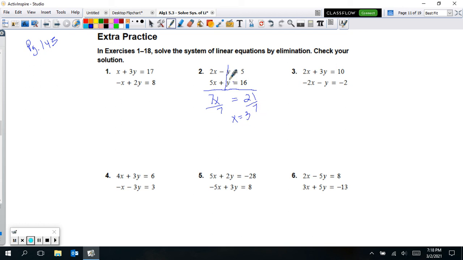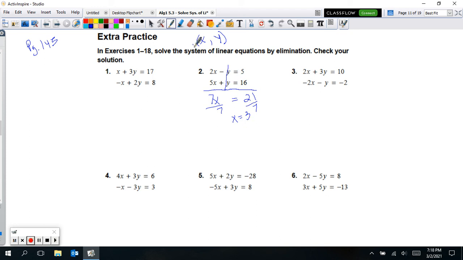So now remember what we're trying to find on every system of equations: we're trying to find the ordered pair x comma y where these two equations, if we were to graph them with the graphing method, would intersect or meet.